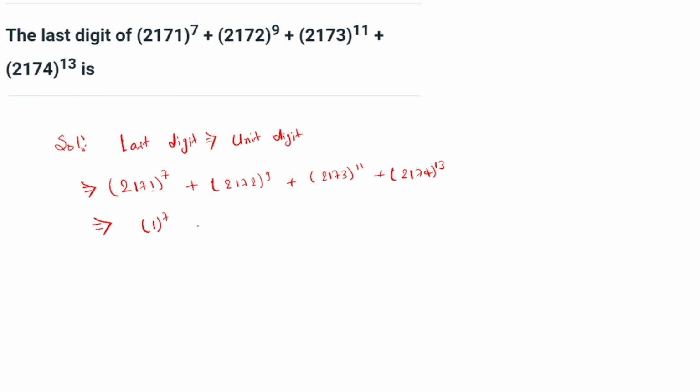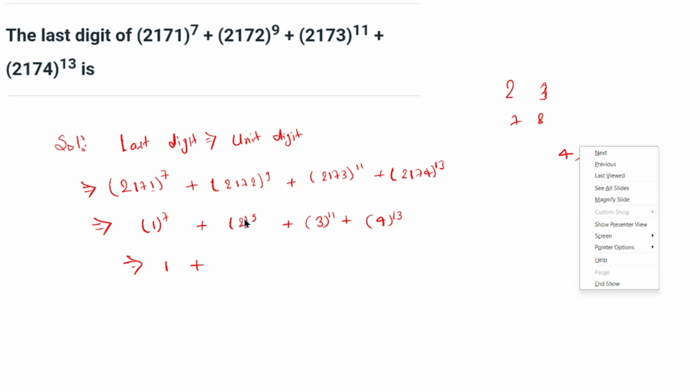So we can write 1 to the power 7, 2 to the power 9, 3 to the power 11 and 4 to the power 13. Okay. So 1 to the power 7 is 1. And if the unit digit is 2, 3, 7 or 8, then we simply divide the power by 4.